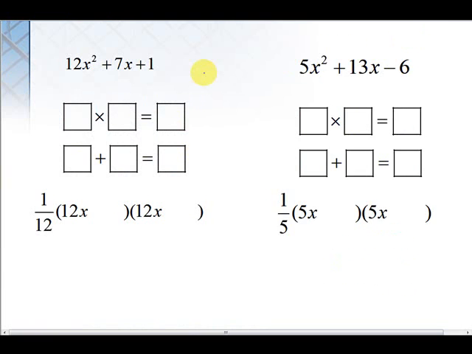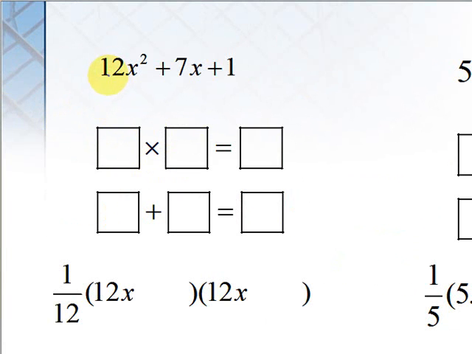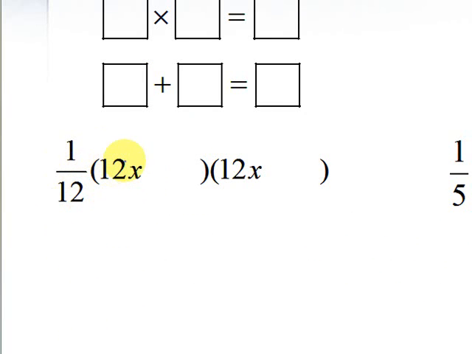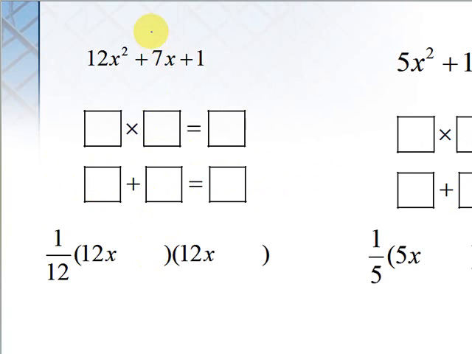Okay, now let us try some other examples. Here we have the trinomial 12x squared plus 7x plus 1. Once we know the leading term, put it here and write 12x, 12x, and leave some empty space over there. Now consider the product of the leading term and the constant term. 12 times 1 is 12. And consider the coefficient of x, 7. Now we would like to find two numbers so that the product is 12 and the sum is 7.